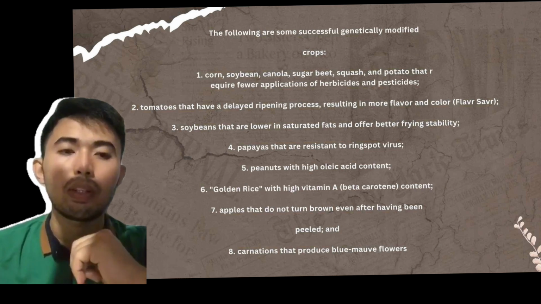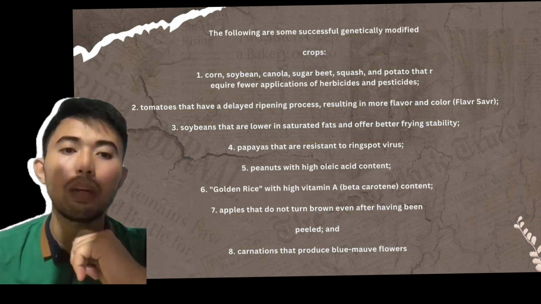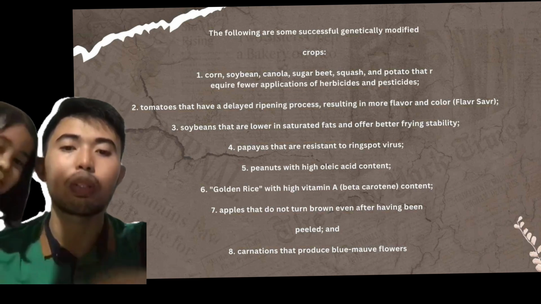Number 7, apples that do not turn brown even after having been peeled. And the last, number 8, is carnations that produce blue flowers.